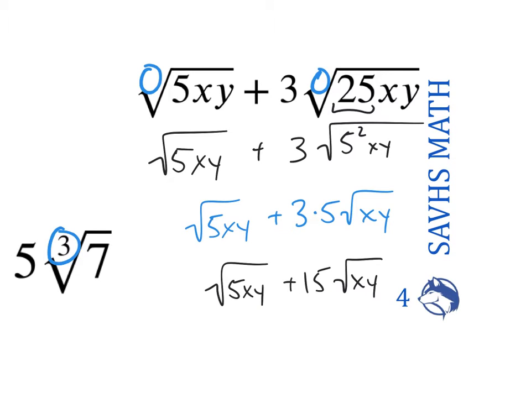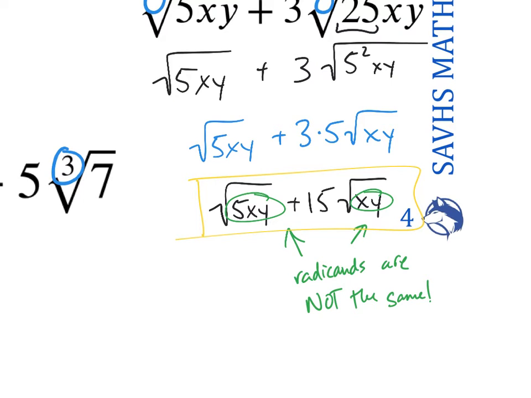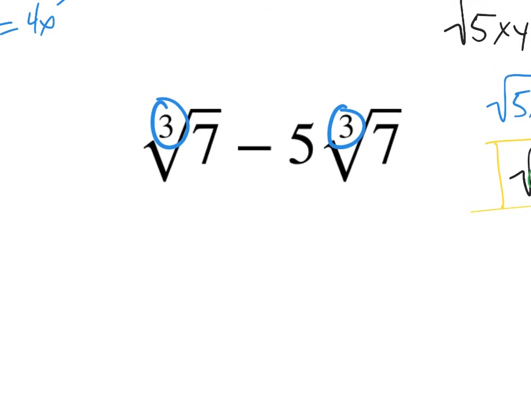Well, now we really can see that the things in the radicand, they're not the same. So this is as far as we can go with this problem. There's no more simplifying we can do because I can't pull anything out of this radical to make it so that they're like terms.